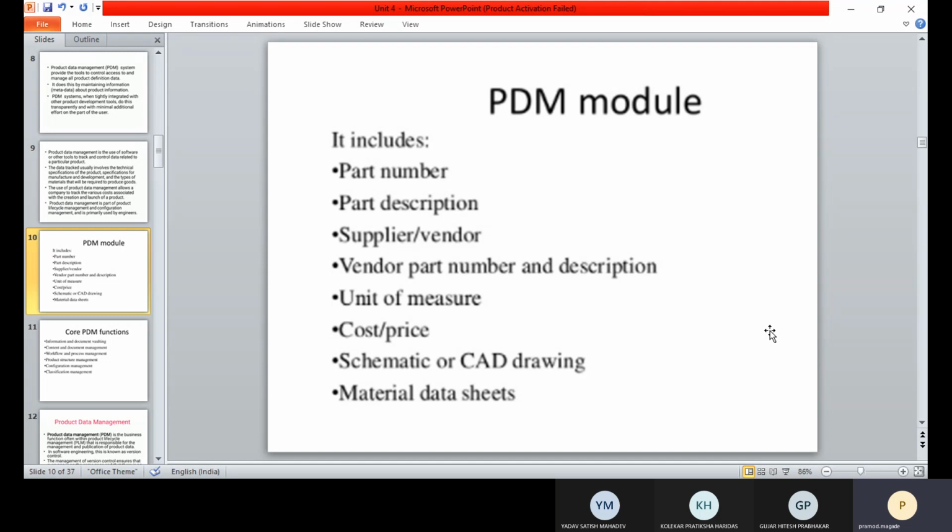In case of the material, the second important thing is that we must know the yield strength, or permissible strength, of the particular product. Permissible strength means what? Their SUT, ultimate tensile strength, and their SYT, yield strength. So that we must know. Correct. So you can write these PDM modules. The PDM modules are 1, 2, 3, 4.